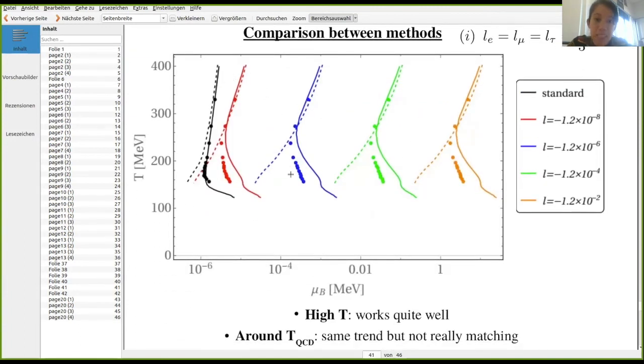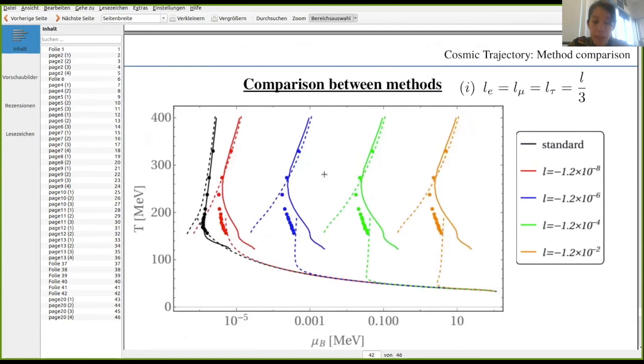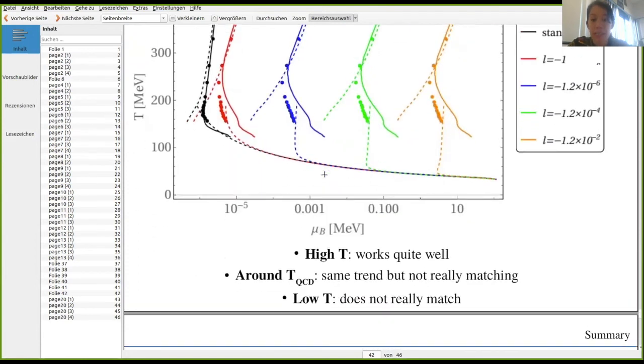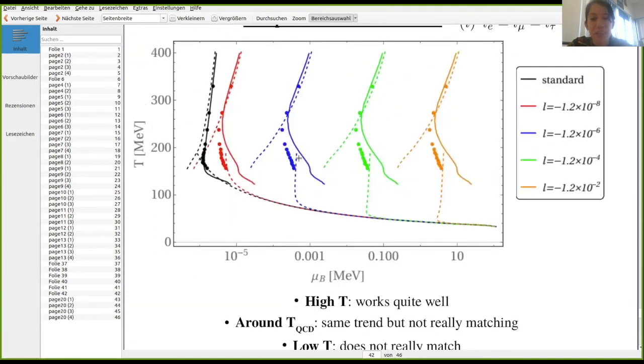Yeah, if we go to the intermediate regime around the QCD transition, I would say there is not really a good match between the results using lattice QCD, so these are the dots here, and the ones from functional QCD. But at least the trend is the same. Both of these lines bend into the same direction. If we go to low temperatures, then I think we just have to admit that there is really not a good match between the two different approaches.